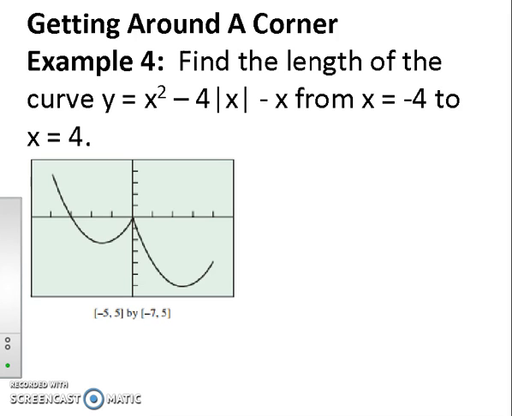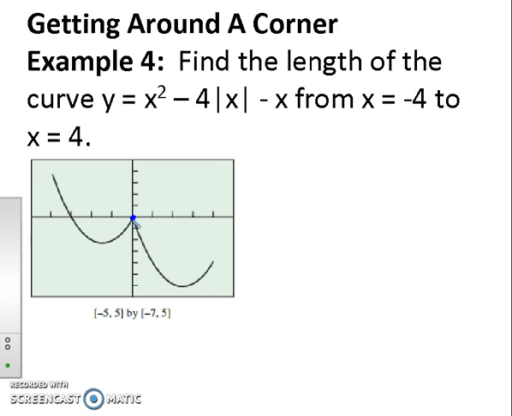Now another way that you could handle a place where it's not differentiable would be to chop it up into the two pieces, or however many there are, to the left of where it's not differentiable and to the right of where it's not differentiable. Like here, for example, we have the curve y equals x squared minus 4 times the absolute value of x minus x, from x equals -4 to +4. You see the graph here. We have a place you can tell very obviously that there's a cusp at x equals 0.